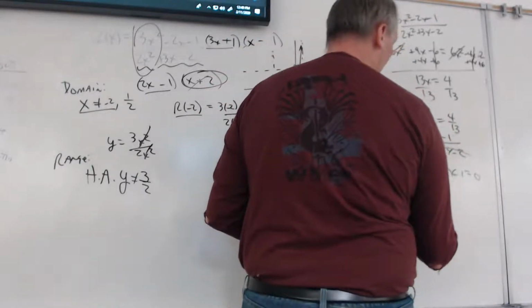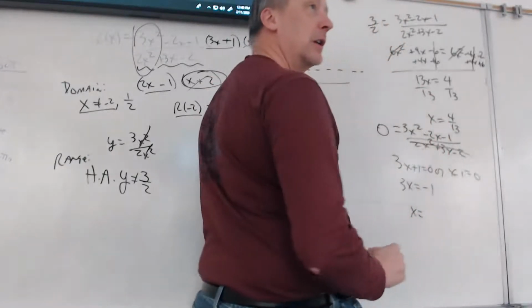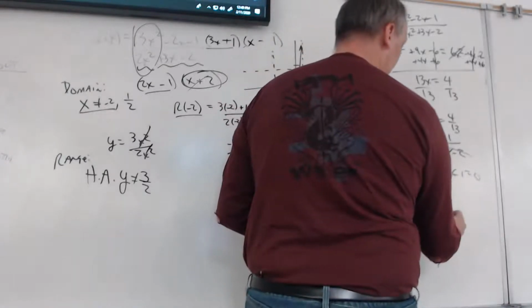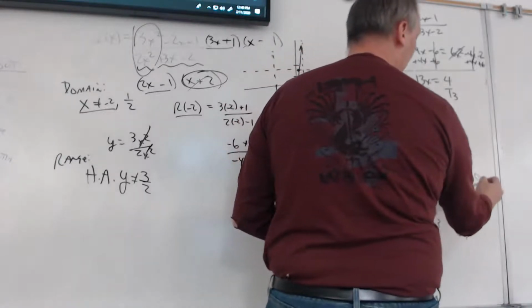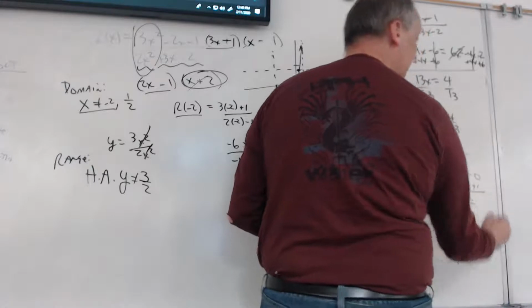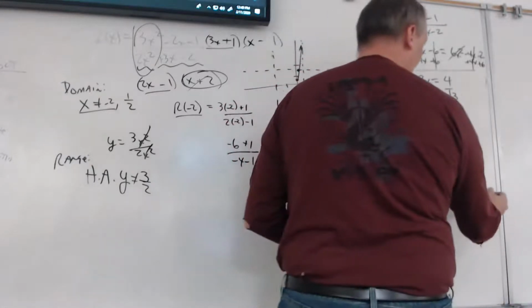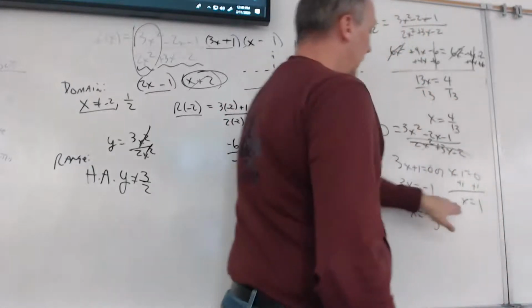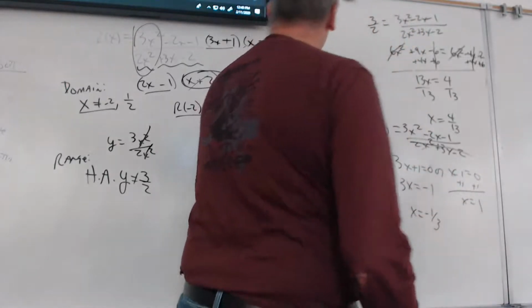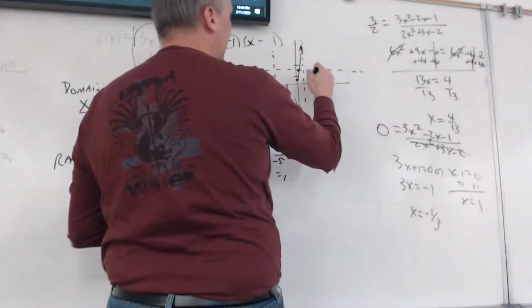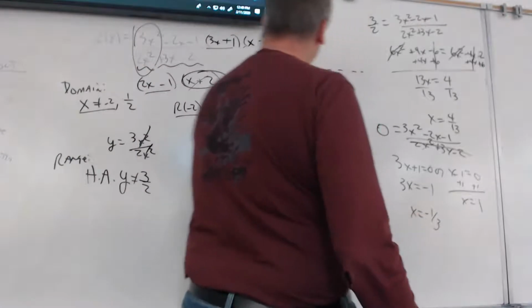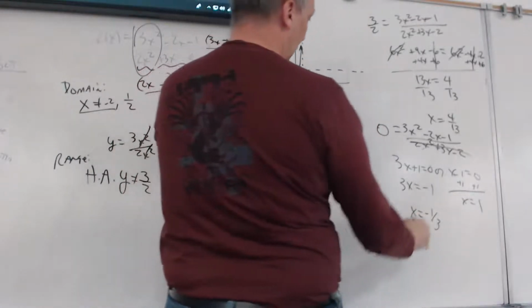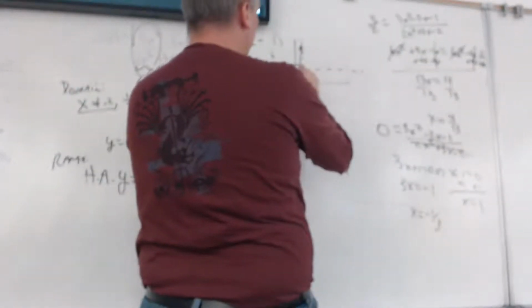3x equals negative 1, x equals negative 1/3, right? And if I add 1 here, x equals 1. So I've got x equals 1, y equals 0. And if x equals negative 1/3, y also equals 0. So it's about right there.